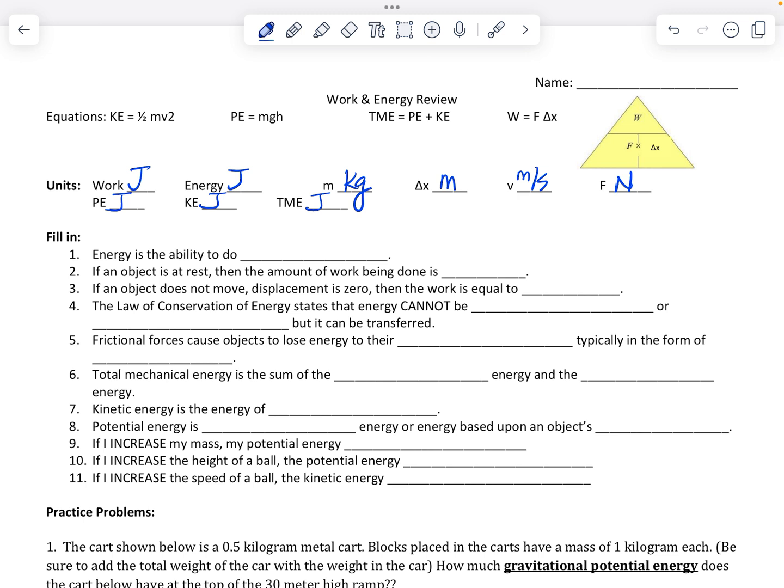Fill in. A lot of this is from our notes. Energy is the ability to do work. If an object is at rest, then the amount of work being done is 0. Also, if an object does not move, displacement is 0, then the work is also equal to 0. So it needs to move in order for there to be work done. The law of conservation of energy states that energy cannot be created or destroyed. It can just be transferred or changed form.